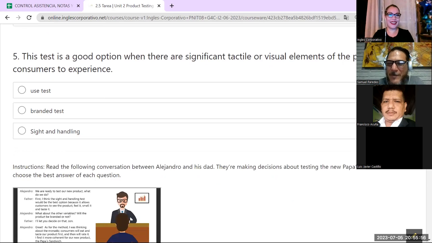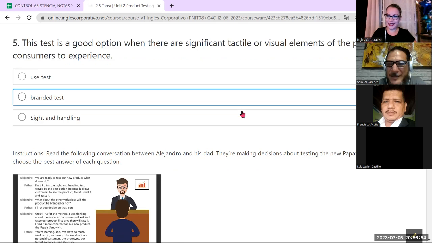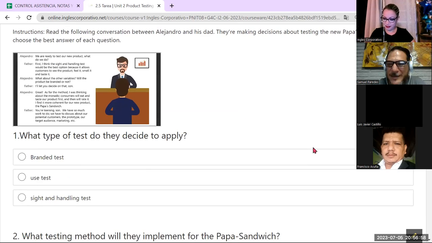Number five, how many people in your family have you, Francisco? This is five. You have to answer one more. I have six of the family came into the cinema. This test is a good option when there are significant tactile or visual elements of the product for consumers to experience. Sight and handling test. Okay. Thank you to participate.